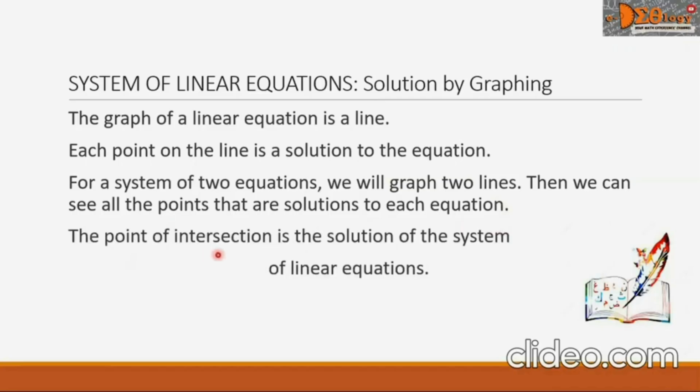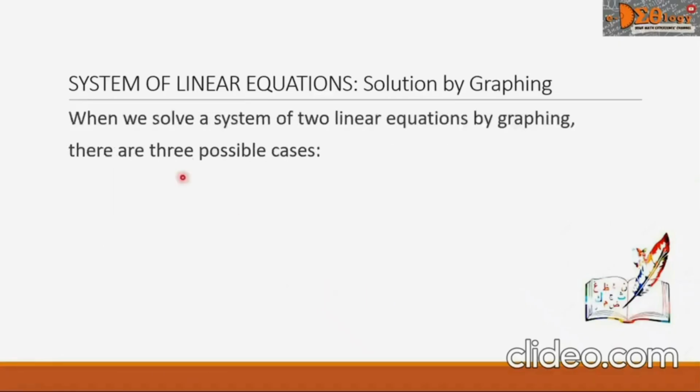The point of intersection is the solution of the system of linear equations. When we solve a system of two linear equations by graphing, there are three possible cases.